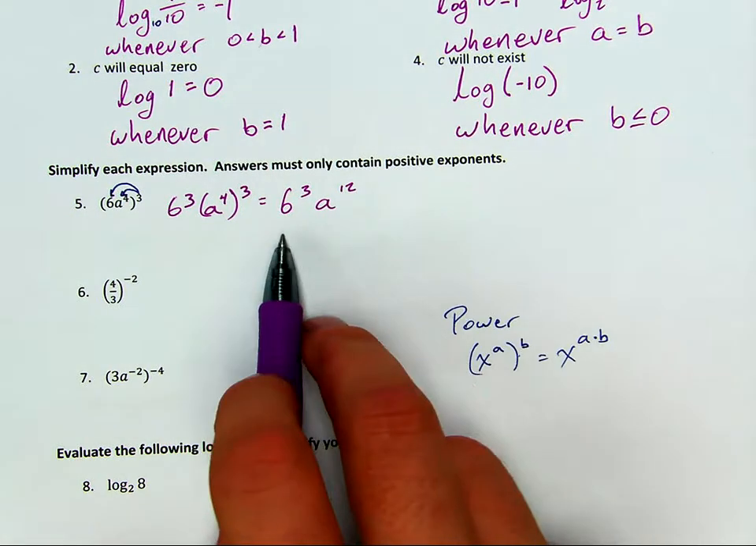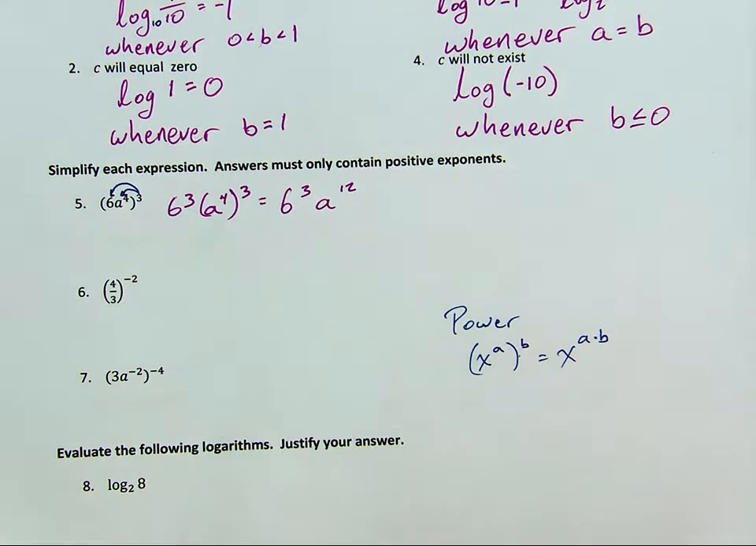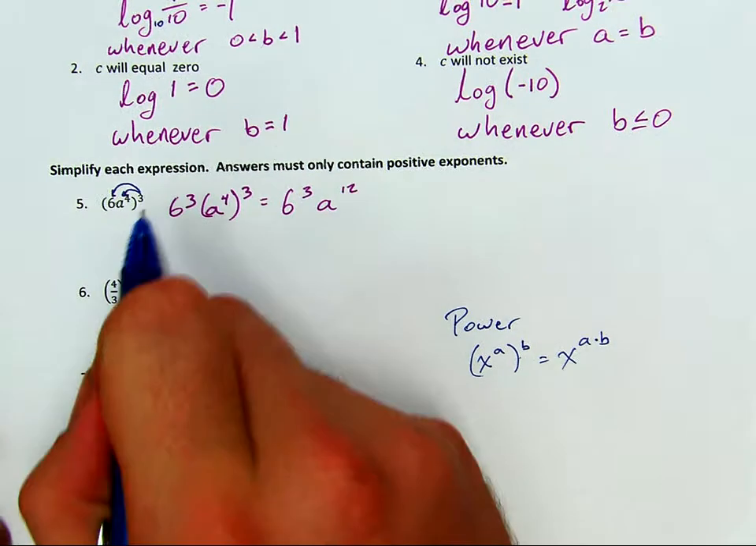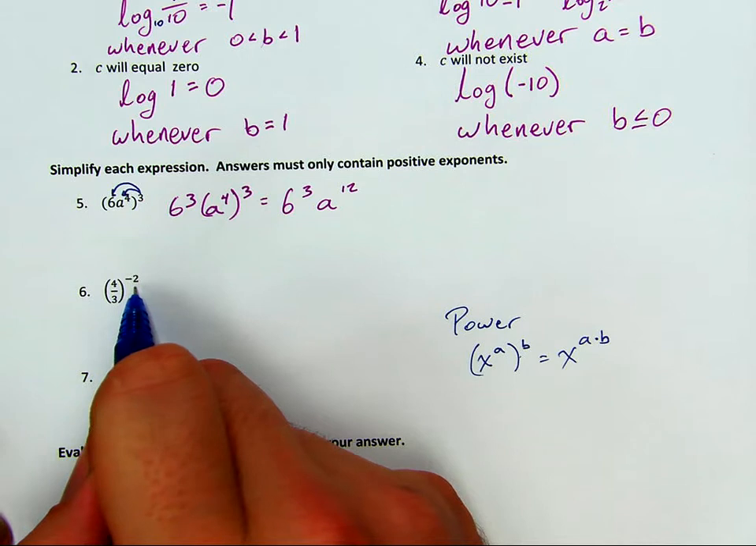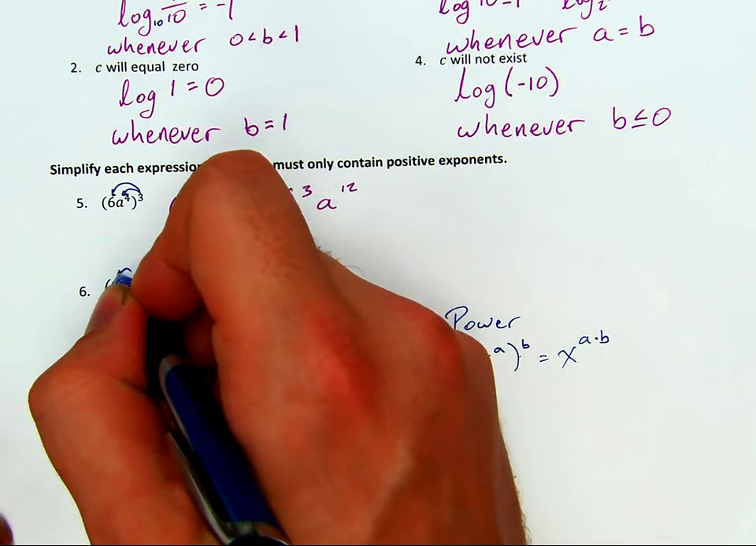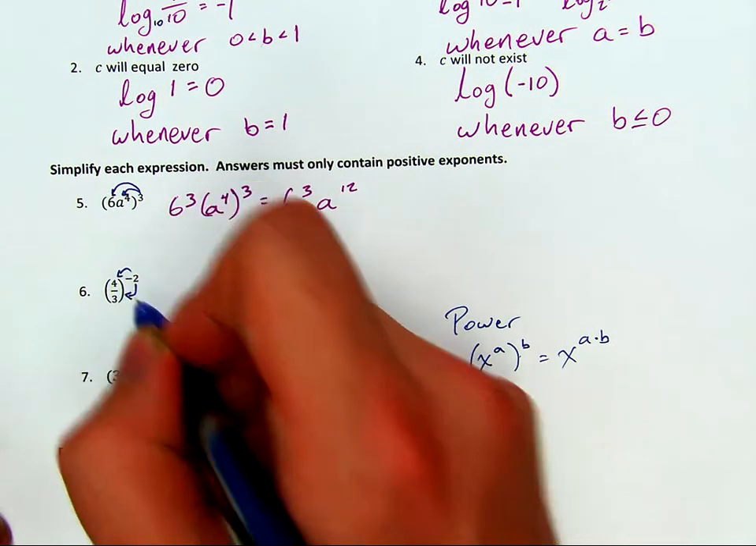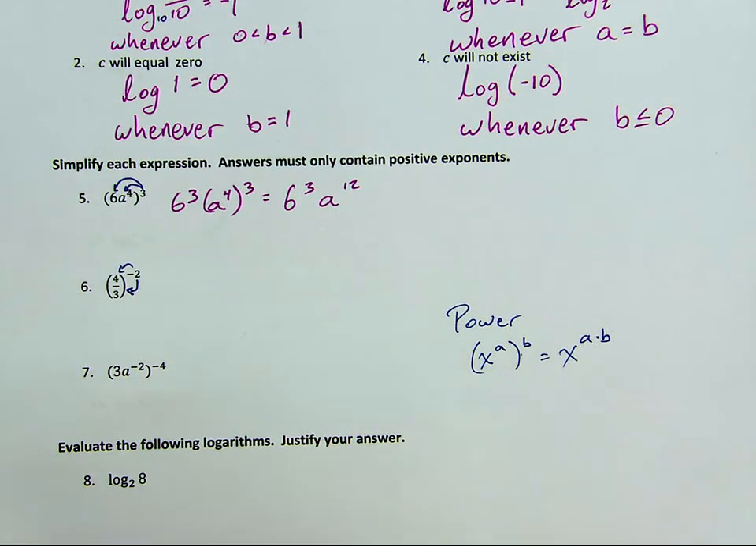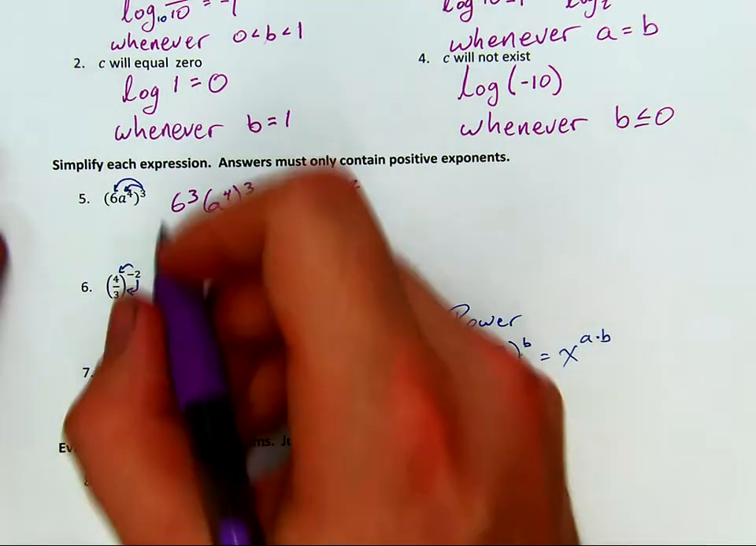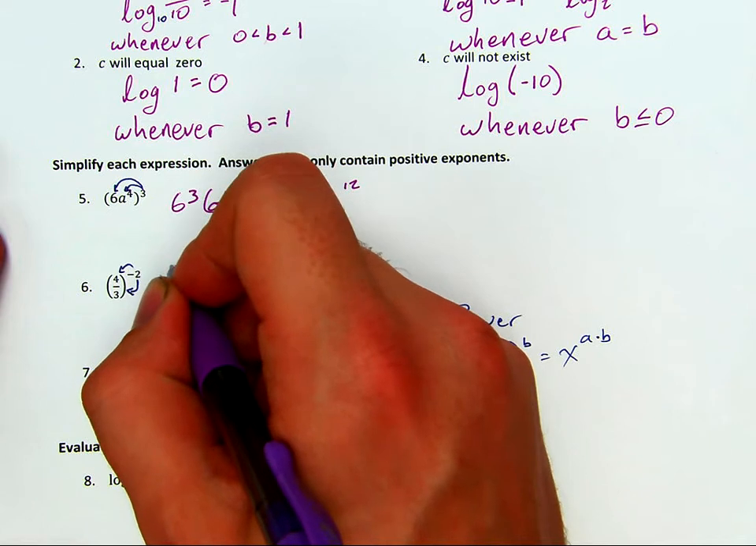Next we have number 6. Number 6, we have 4 over 3, and that entire thing is raised to the negative 2. Just like we did on number 5 with this 3, what we need to do is take that negative 2 and give that exponent to everything in the numerator and everything in the denominator. So when we do that, we get 4 to the negative 2 over 3 to the negative 2.